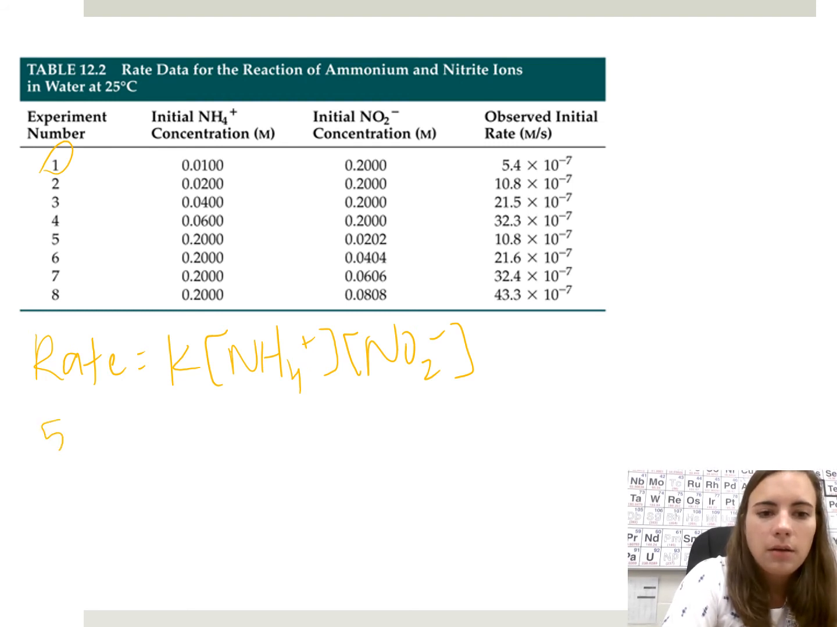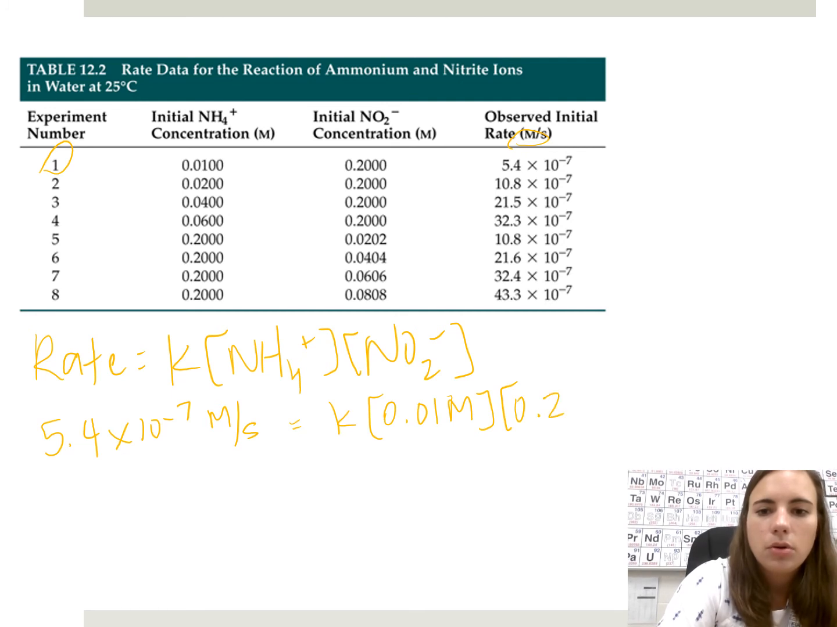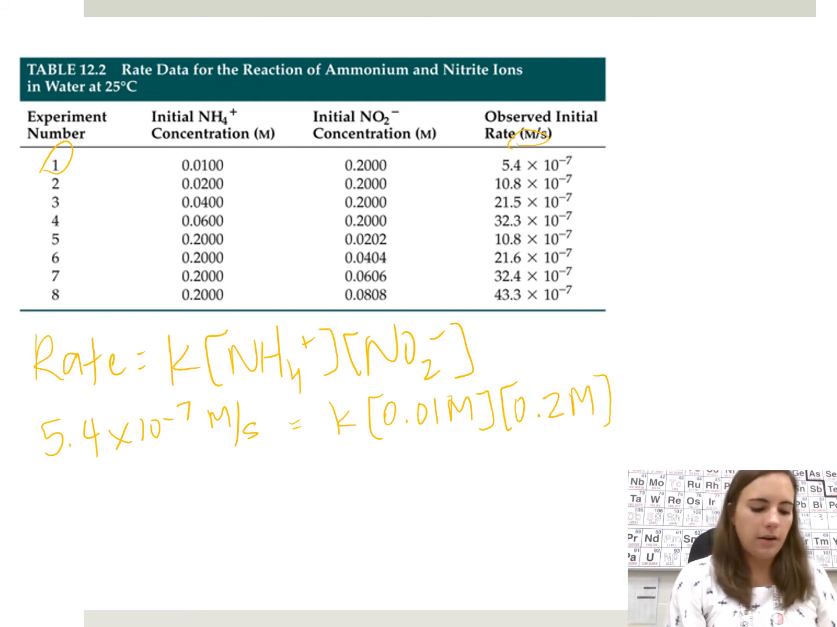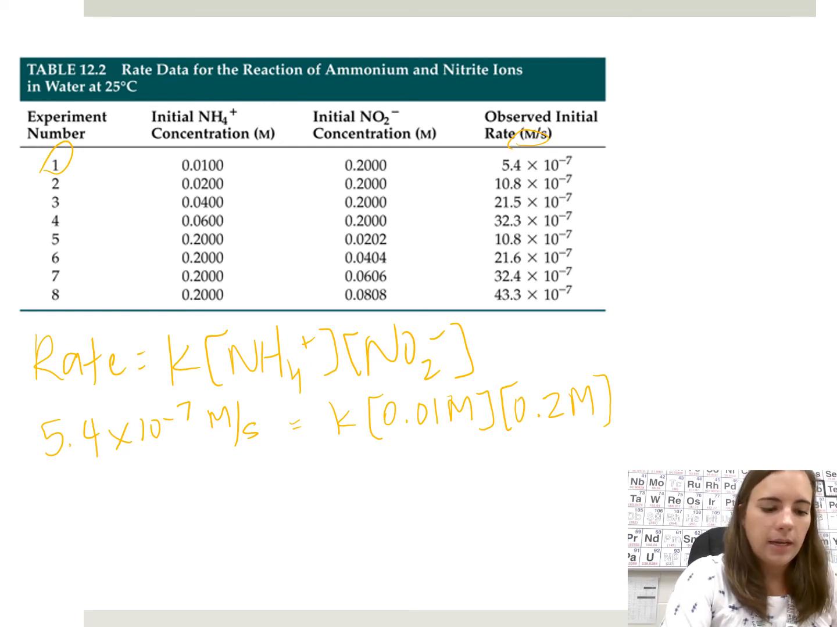And I'm going to plug in 5.4 times 10 to the negative 7 molarity per second, units given to me in the table, equals K times 0.01 molar times 0.2 molar. So now I have to solve for K. So I'm going to divide 5.4 times 10 to the negative 7 divided by 0.01 divided by 0.2, and I get 2.7 times 10 to the negative 4.